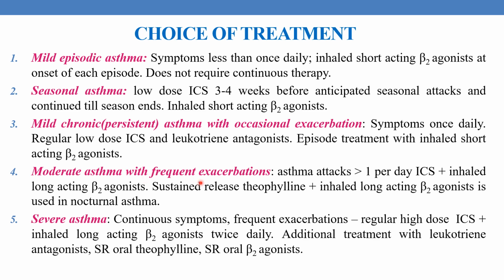For moderate asthma with frequent exacerbation, where the asthma attacks are more than once per day, inhalational corticosteroid plus inhaled long-acting beta-2 agonist is given. In some cases, for nocturnal asthma, sustained release theophylline plus inhaled long-acting beta-2 agonists are also used. For severe asthma, there will be continuous symptoms and frequent exacerbations. They require regular high dose of ICS plus inhaled long-acting beta-2 agonist twice daily. Additional treatment with leukotriene antagonist, sustained release oral theophylline and sustained release oral beta-2 agonists is given.